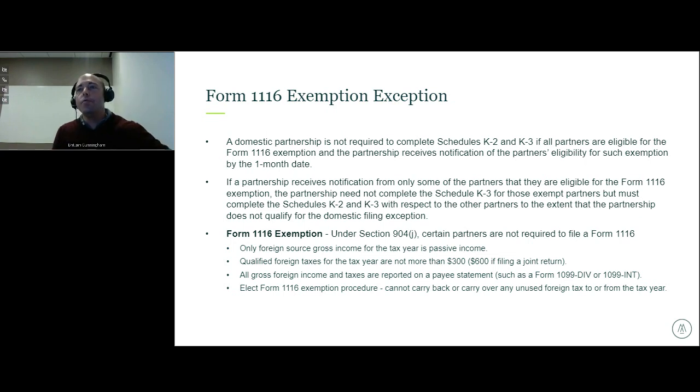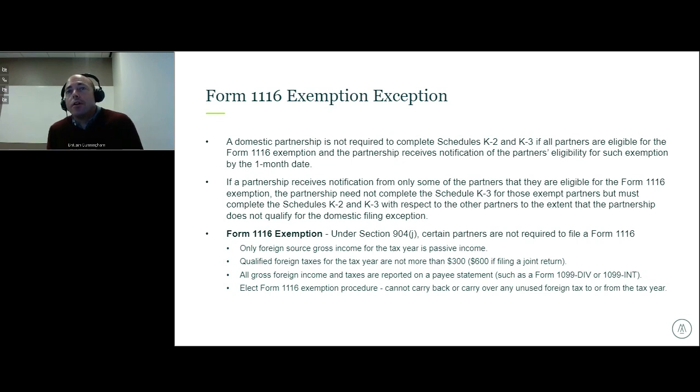But if you are notified by your partners who are individuals that they are not required to file the Form 1116 because they've made this election, then the partnership would not need to provide that information, and the K-2 and K-3 would not be filed with the IRS.